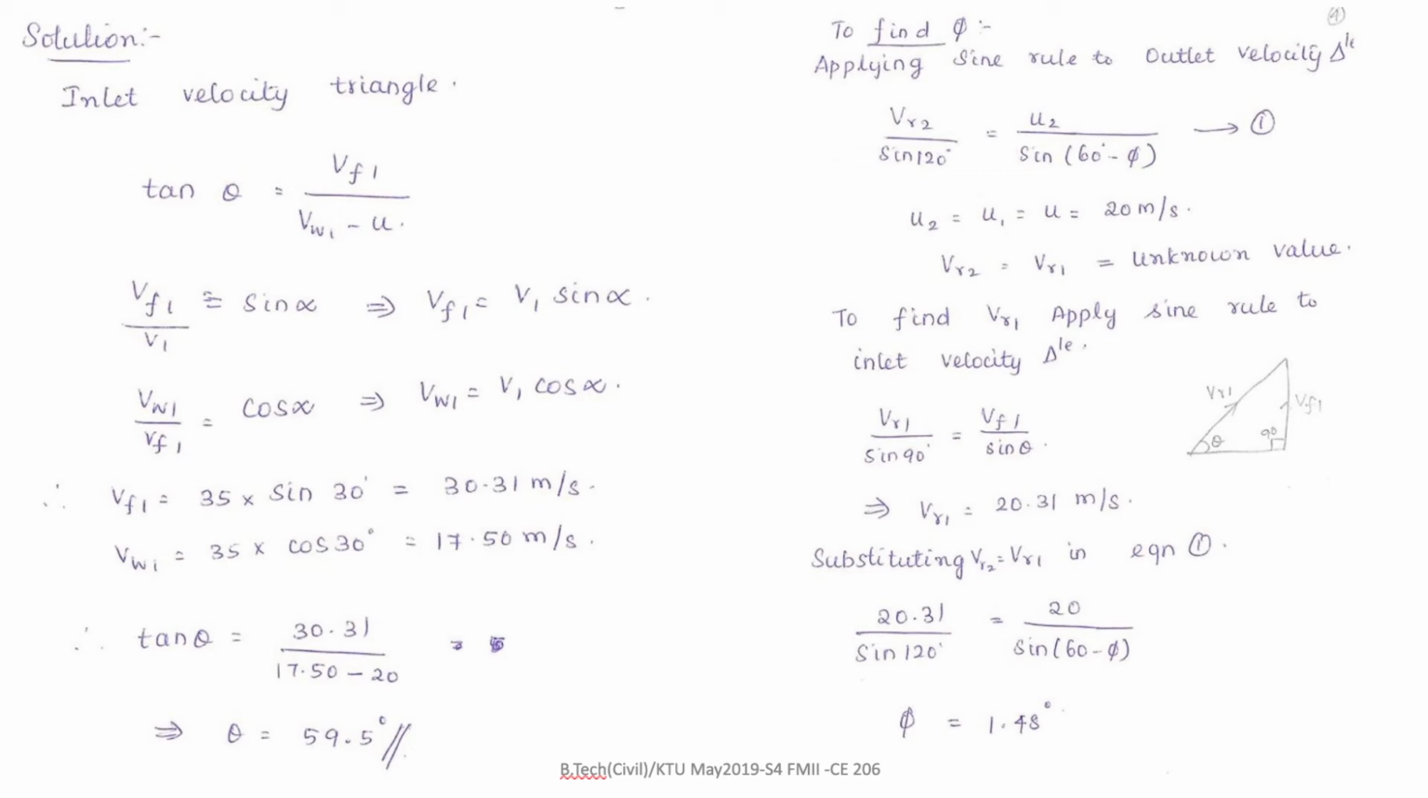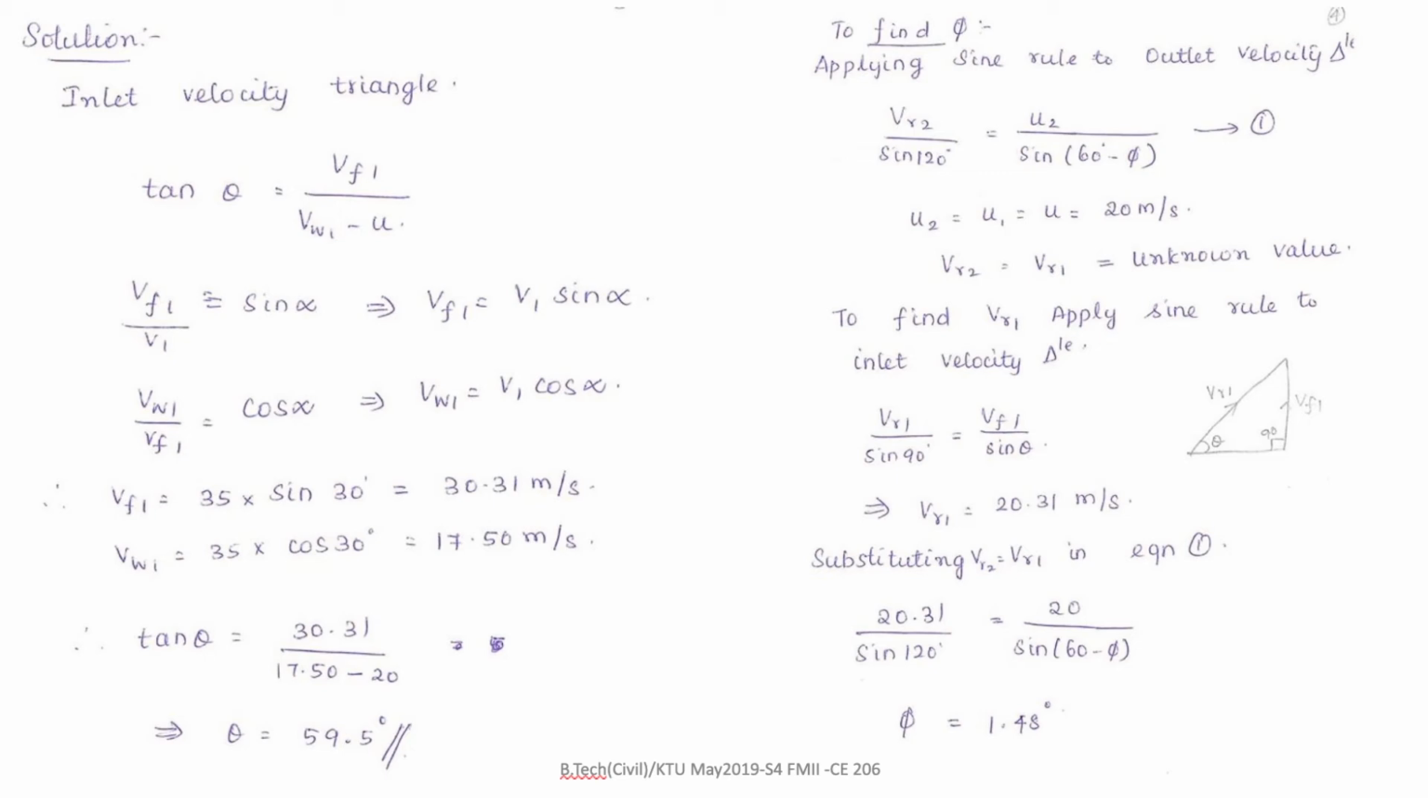Take the velocity triangle with respect to theta, because we need to find the value of theta. So VR1 divided by sine 90 degrees is equal to VF1 divided by sine theta. So you'll get the value for VR1. We haven't assumed, it's given in the problem, there is no shock. So you can take the relation VR1 is equal to VR2. So you can substitute the value of VR1 in VR2, and you can find out what is phi.